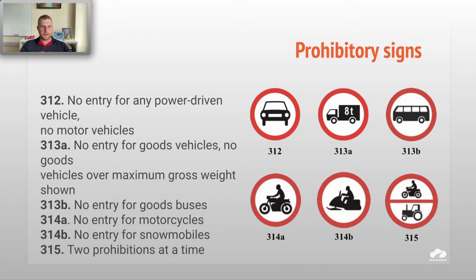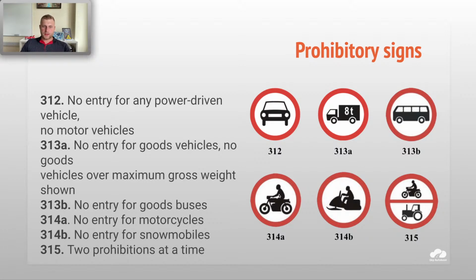Other signs: no entry for power-driven vehicles, no motor vehicles. If you see the car inside, it means power-driven vehicles cannot enter, but other vehicles can, for example bicycles. Then we can see no entry for goods vehicles over the maximum gross weight shown. If you see a mass inside, it means that the maximum allowed mass for trucks in that case is 8 tons. If it's more, you cannot enter that area. If it's less, you still can. But if there is no weight shown on this sign, it means that trucks are not allowed in that area at all. So in that situation, it's allowed, but the mass is limited. Then no buses, no motorcycles, snowmobiles, and combinations like tractors and motorcycles cannot enter that area.